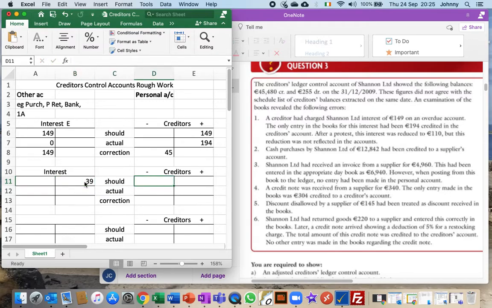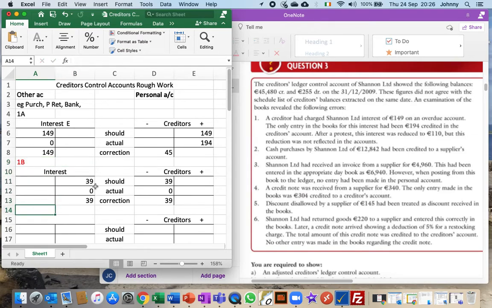Creditors, well, they had charged me extra interest. Now they're taking that away. They're taking away 39 of the interest, so it's a minus. Nothing actually happened, so we're going to have to do what happened at stage 1. The should-have is going to be the actual correction because we never did any of the original thing. The actual figure was nothing, so our correction is just doing what we should have done in the first place. So that was for 1B.